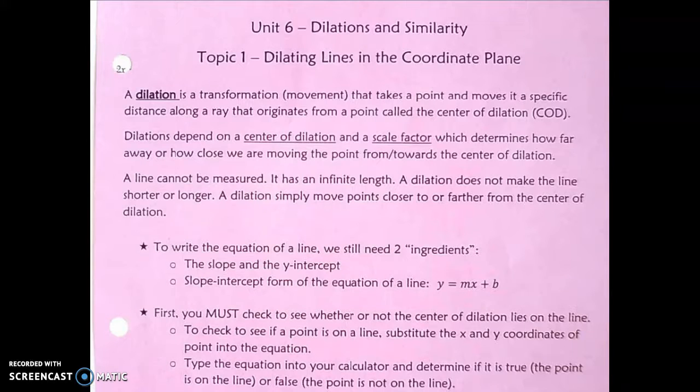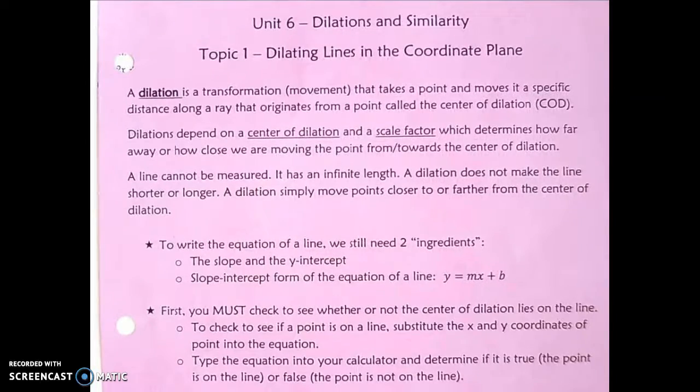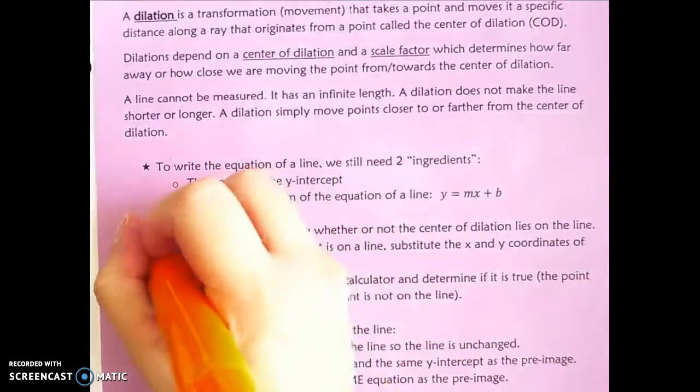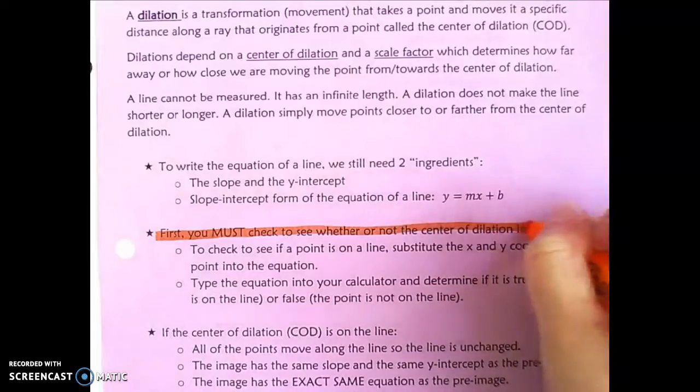Hey guys, this video is on topic 1, dilating lines in the coordinate plane. This is the purple reference sheet that you got for this topic. The key to these types of questions is that you have to remember your first step. This is what we always forget.